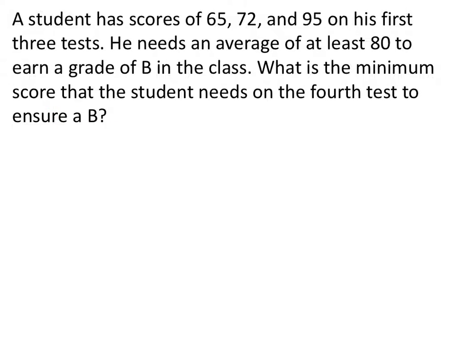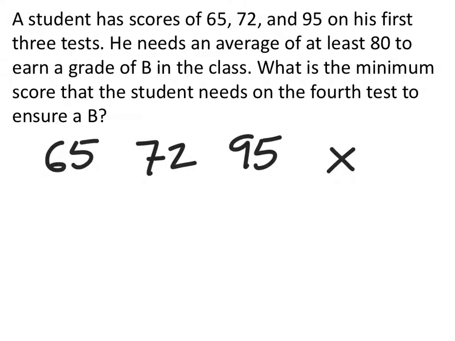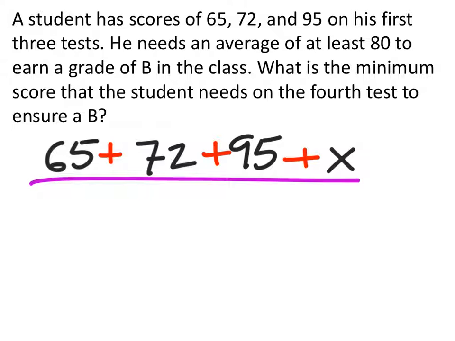In order to do this, notice we have the three test scores, right? 65, 72, and 95. What we don't know is that fourth test score. Now if we add all these together, notice this B grade, or the 80%, is the average of these. So in order to find the average, we have four values. We would divide by 4 in order to get the average, which we want to be at least 80. What this means is that it can be equal to 80, but we would prefer that it be greater than 80, like this. From here, we just solve this like we would any other equation.